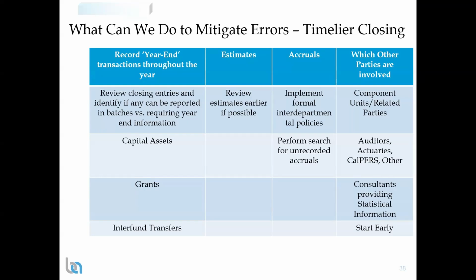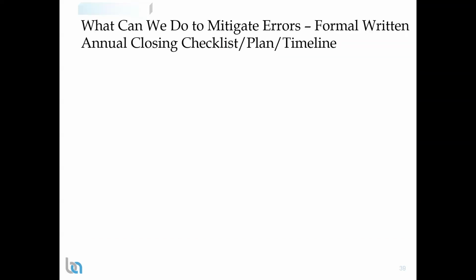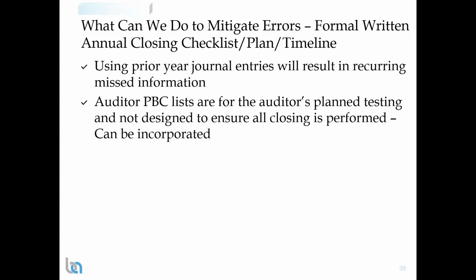a closing checklist. A lot of this information here helps you with that, looking at your estimates, your accruals, communicating with any outside parties ahead of time to make sure you get that information, not when the auditor asks for it and then you contact the third party to get that information. Come up with a checklist.